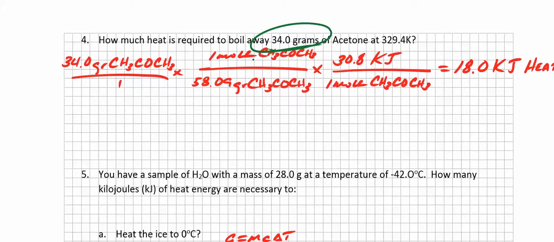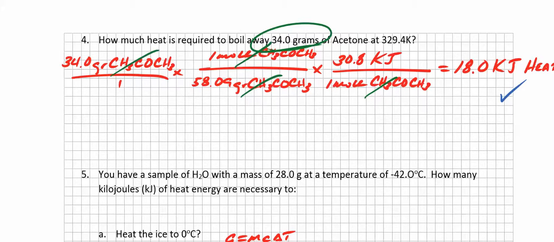acetone per mole. I need to get it into moles because, first of all, I want to cancel across, but more importantly, the heat of vaporization for acetone is 30.8 kilojoules per mole, not per gram. So I want to make sure that I've got it in moles. That allows me to cancel here and here, and I'm left with kilojoules of heat. So we've got 18.0 kilojoules of heat when I multiply across and divide, and that'll do it for number 4.